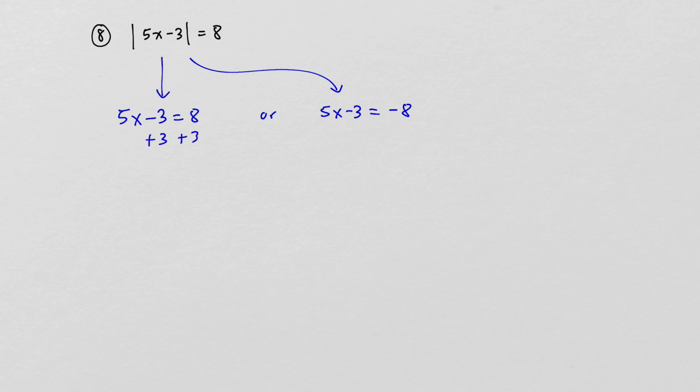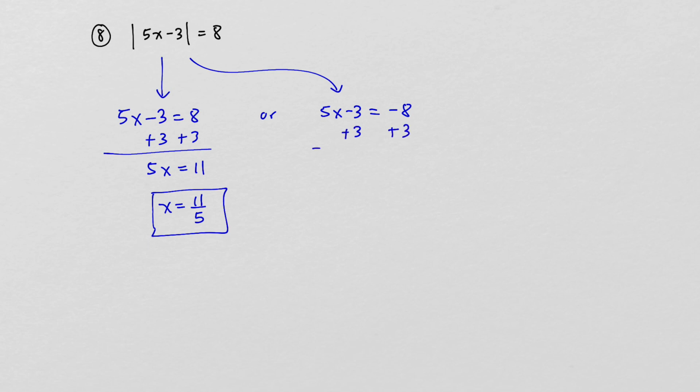And then we just need to solve each of these. So these are both very simple linear equations. So the first answer here is going to be 11/5. And when we solve the other one, we're going to get -1. So we have two possible solutions there.